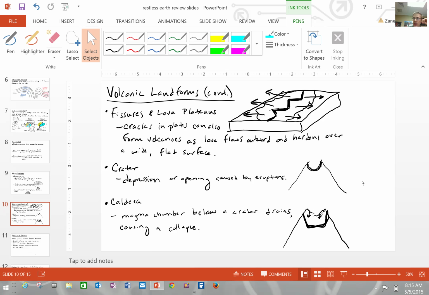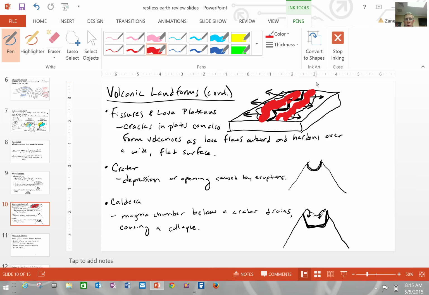So next, volcanoes don't just have to be mountains. Okay, we can have cracks at faults that become volcanoes, and so you'll see here I've tried to draw a plate with a crack down the middle, and you can see lava wants to flow outward from this crack. Let me see if I can color code this a little bit. So here we have our lava flowing outward from the crack. Now the crack in this case is called a fissure.